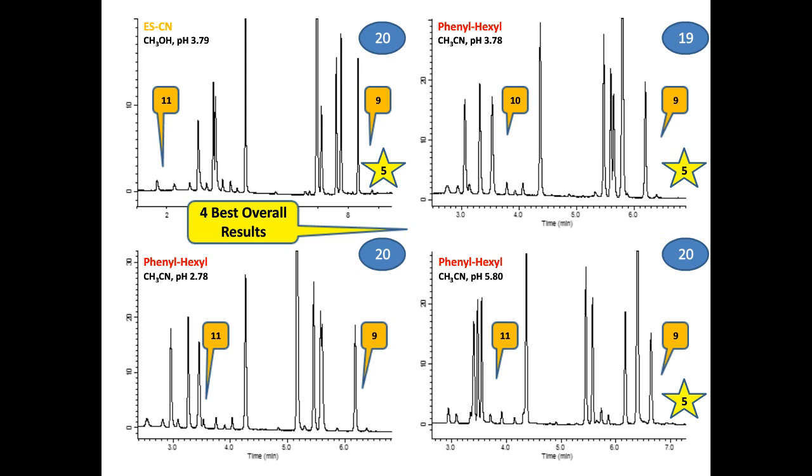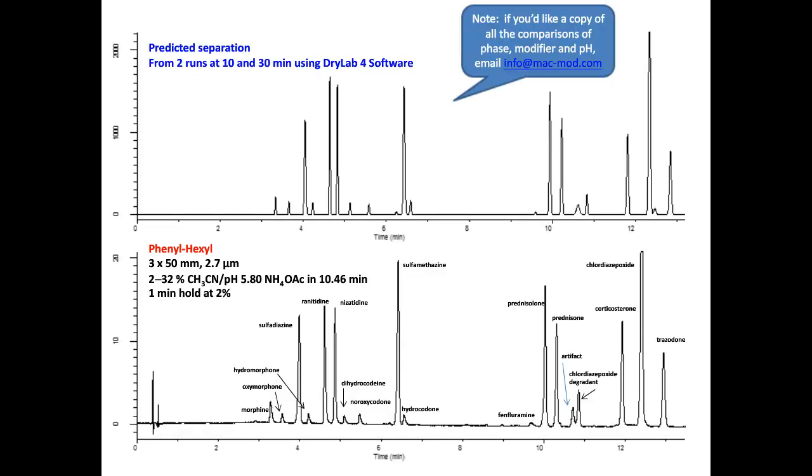Now, from 10 and 30-minute runs input into DryLab 4 software, we end up with a predicted separation that looks like this. And then when I ran those simulated conditions in actual, it shows the peaks and the peak shape. There turns out to be a degradant of one of the components there as well.